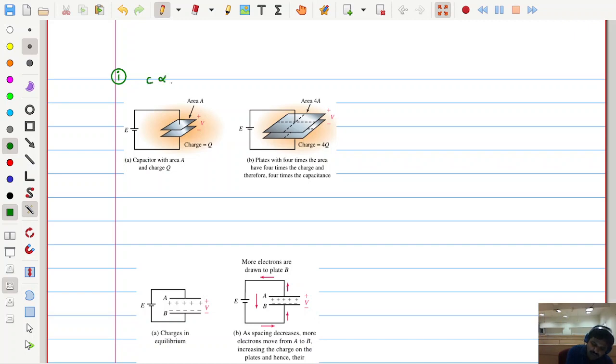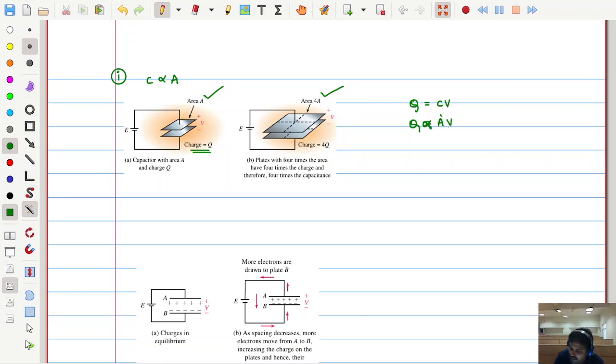C is proportional to A, that means the area of the capacitor plates is increased like this. Initial area is A. If I increase that area by 4 times, then what happens? Initially the charge is Q. Then Q is equal to CV. So you can say that C is proportional to A.